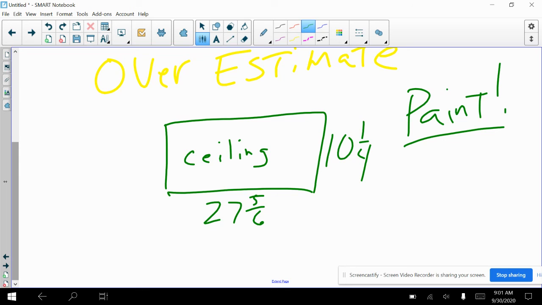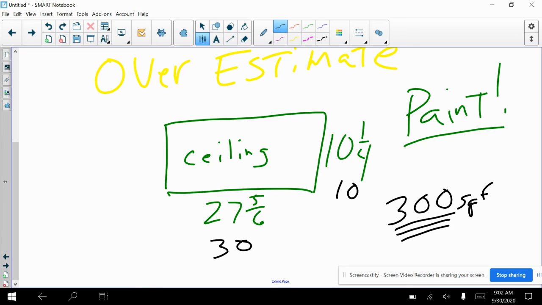So if we are overestimating, what are we going to change 27 and 5/6 to? Okay, yes. I wouldn't say 28, right? You could, but I'd make your life easier and say, hey, I'm going to change this to 30. Right? And we can do what to 10 and 1/4? We can do 10, right? So now we need 300, whatever we're talking. Okay, yeah, 300 square feet of ceiling. So now I can go to the store and buy something that has 300 or more square feet. Does that make sense? Okay, any questions on fractions or estimating?